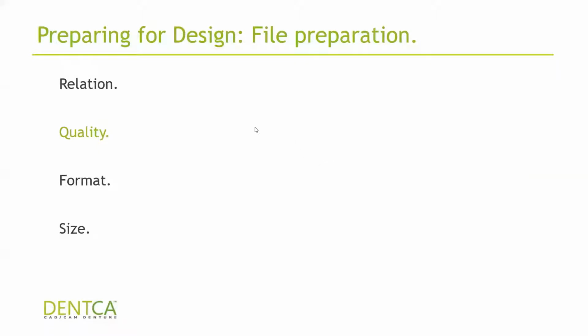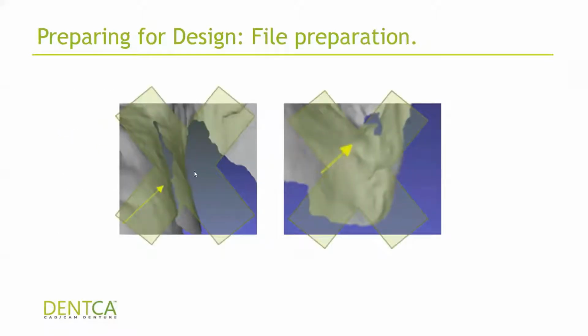Second point is quality. Quality is very important. We need to make sure that there are no double layers. These double layers usually are created when we're scanning with an intraoral scanner. They usually happen because we move forward and then some area does not scan properly and we go back to it. What it does is create a layer on top of a layer. These are very troublesome because they confuse the software a lot and they're very tricky to eliminate. So if you're scanning, it's very important that you're careful not to create these double layers.